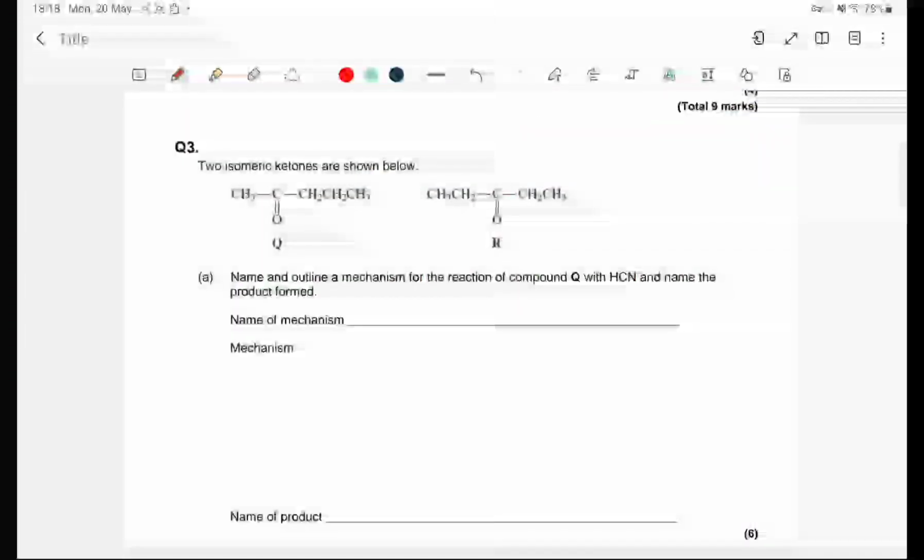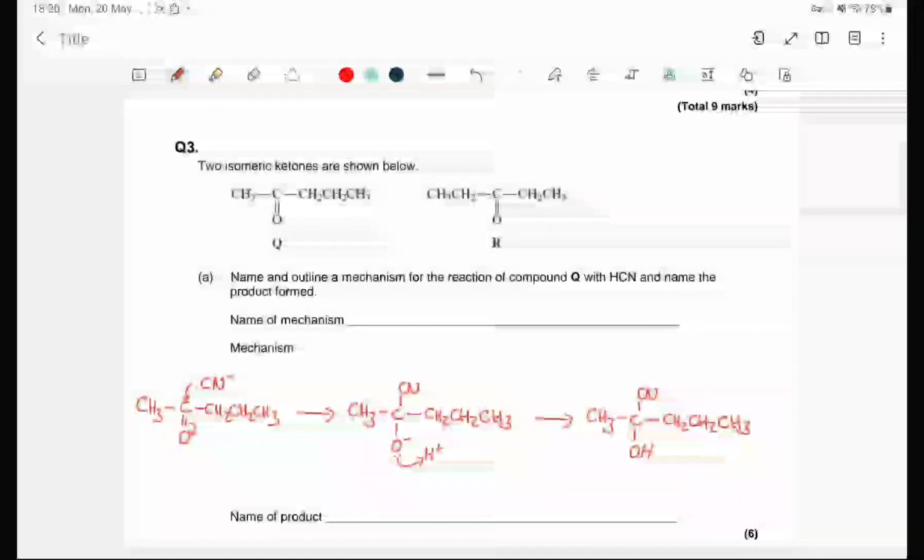Okay, so question 3 starts off with a pretty standard mechanism question. So we've got a reaction with HCN, and then we have to name the product formed. Okay, so there we have it.